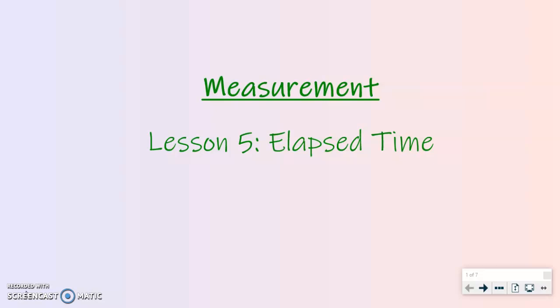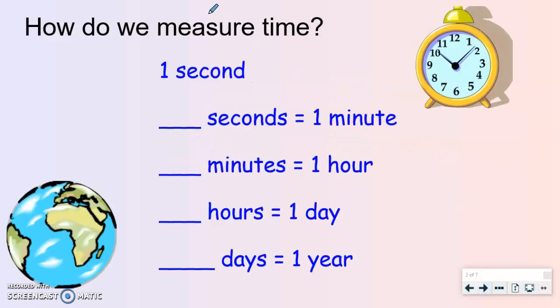Everyone, we're continuing in our measurement unit, and today we are going to take a look at elapsed time, and we're also going to review time for the beginning of the lesson. So let's go ahead and get started. Again, this should be a review from 3rd grade of units of measurement and time, and it is nice because unlike the metric and the customary systems of measurement, how we measure time is pretty much universal. Everyone uses the same.